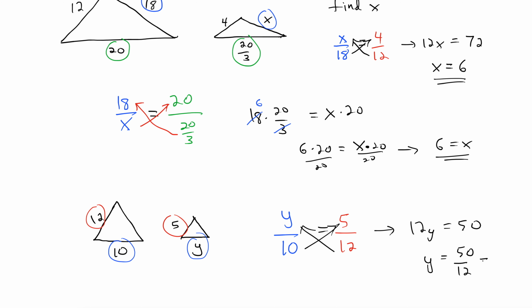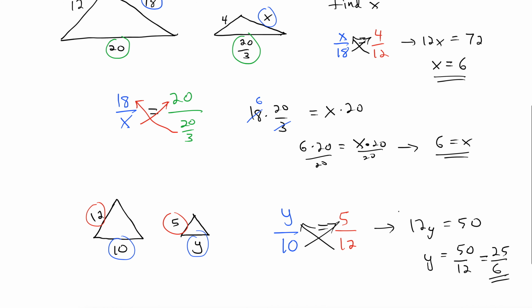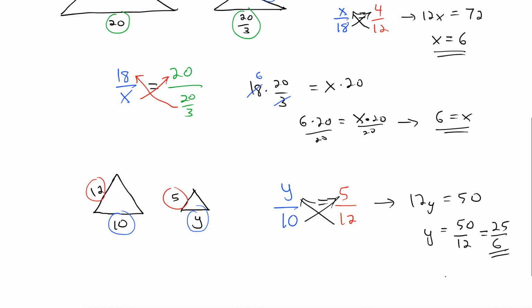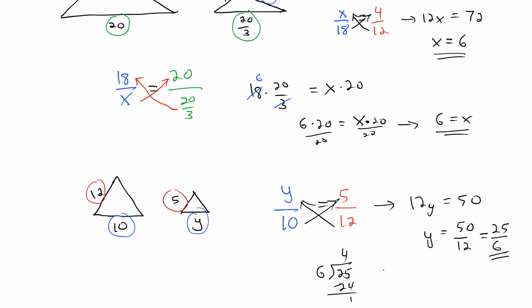We can definitely get a 2 out of both of those, so how about 25 sixths? Right, 25 sixths would work. If you really wanted to go to mixed numbers, you could. 6 into 25 goes in 4 times. 24, subtract, we get 1. So 4 and 1/6.